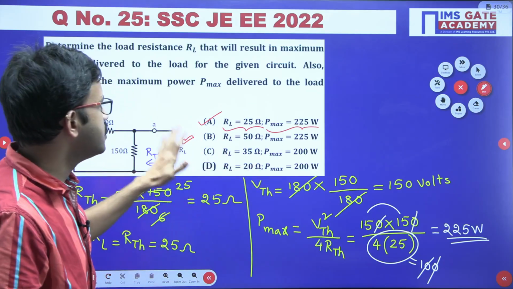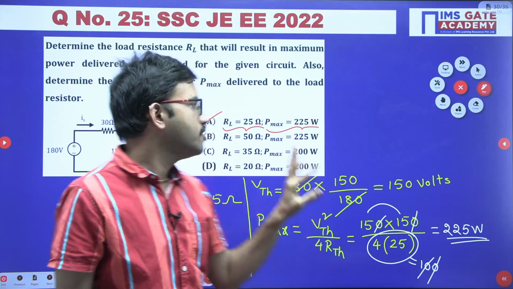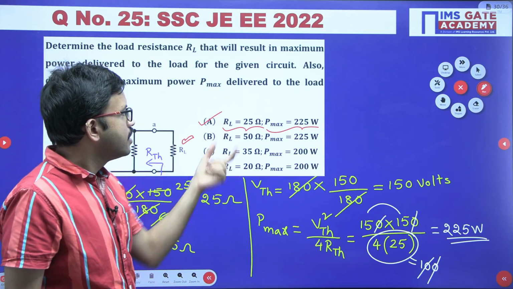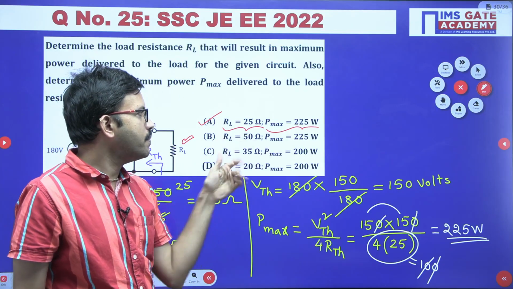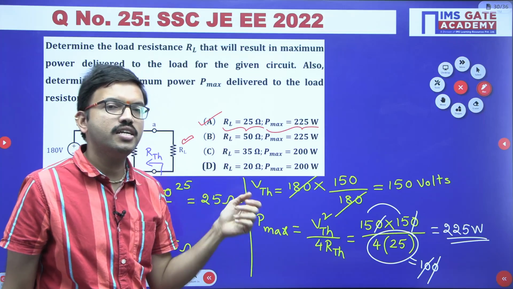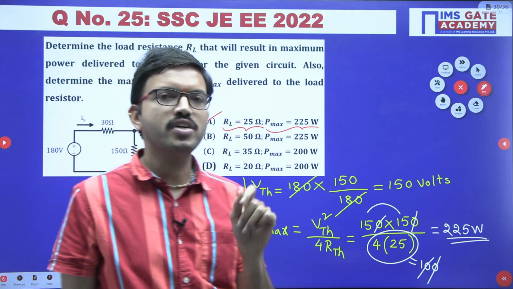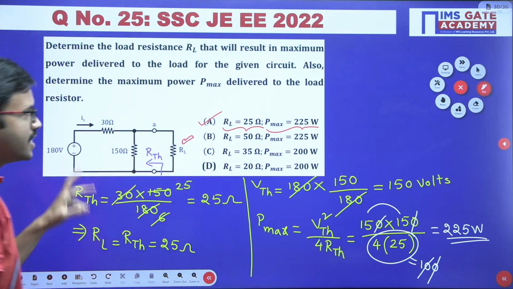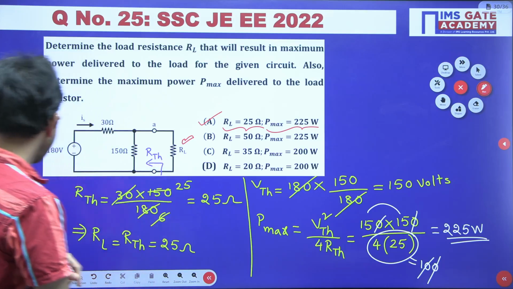So that is the reason they are keeping some inherent logic in the choices. That is the reason you have to read the question and be smart: among the given two parameters, whichever parameter is different in all the choices, better calculate that parameter. In that way you can save time in the exam, okay, in the SSC JEE exam.